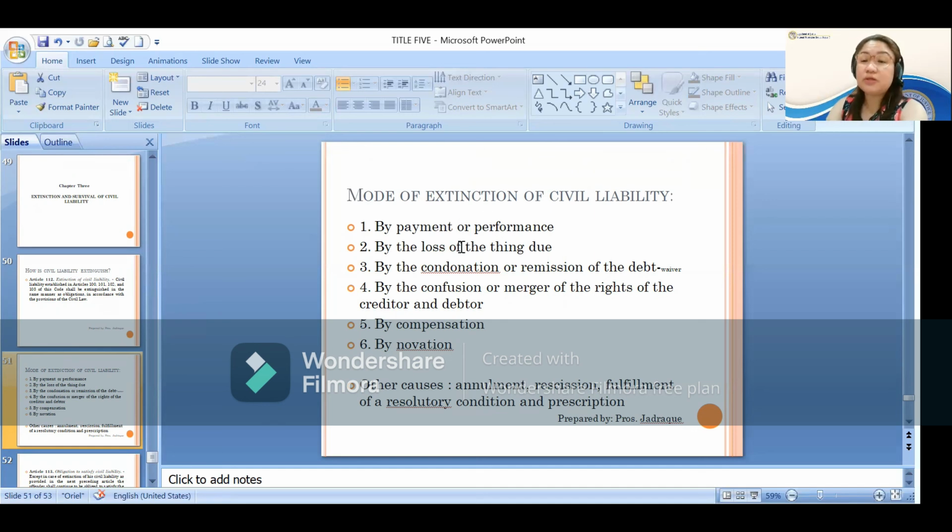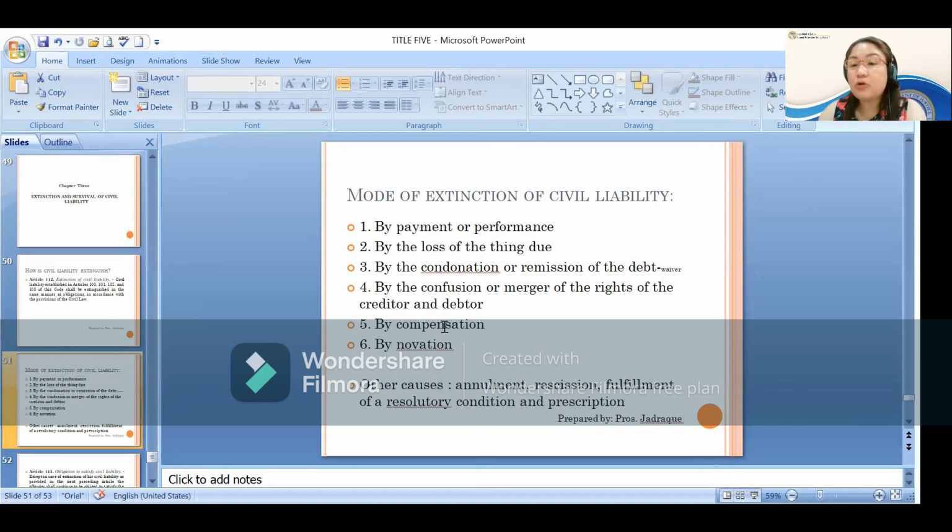You also have the loss of the thing due, because by the loss of the thing due, there is nothing to restitute anymore. That's why reparation came in. You also have condonation or remission of the debt, meaning the offended party waives his right to the civil liability. And you also have confusion or merger of the rights of the creditor and debtor, meaning while you were the creditor before, by sheer chance you became the debtor, so your rights are fused or merged.